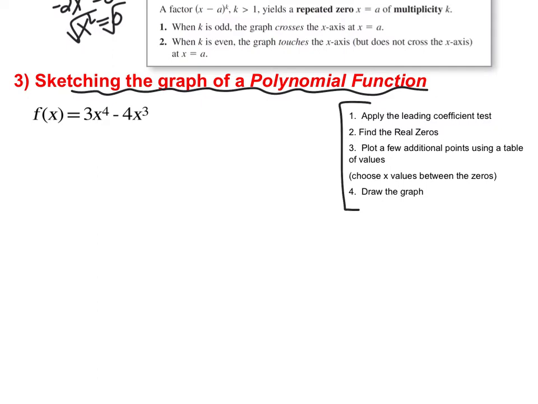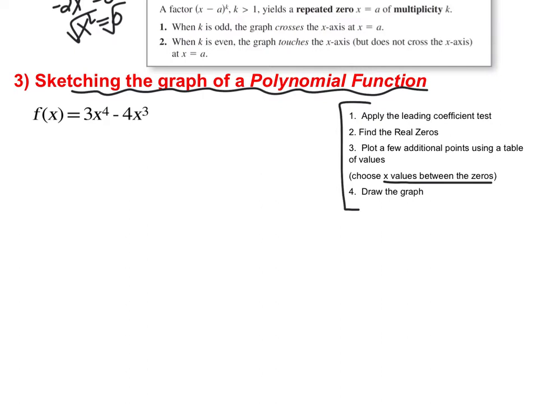Apply the leading coefficient test. That will tell you what happens on each side, the left and the right side. Find the zeros like we just did. Plot a few additional points using a table of values by choosing x values between the zeros. We'll do that. And then draw your graph.